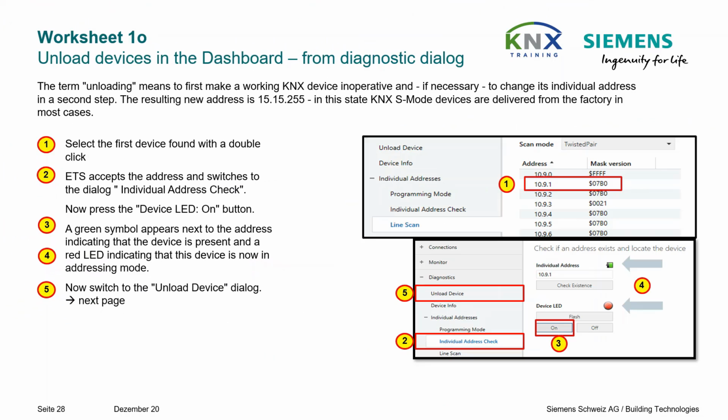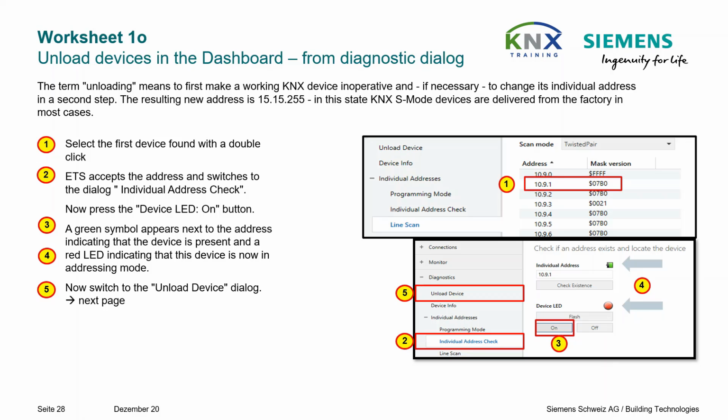The complete unloading of the found devices is now done in 3 steps per device. Start is the line scan. The first device is double-clicked. This causes the ETS to switch to the dialog Individual Address Check. There you now press the button Device LED on. A green symbol appears next to the address indicating that the device is present and a red LED indicating that this device is now in addressing mode.